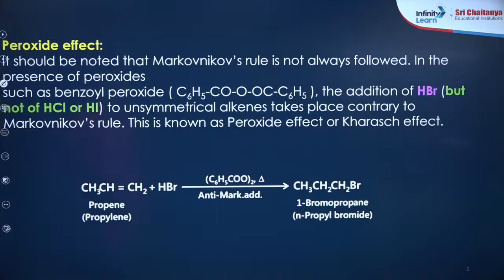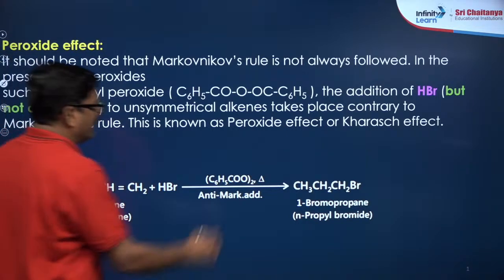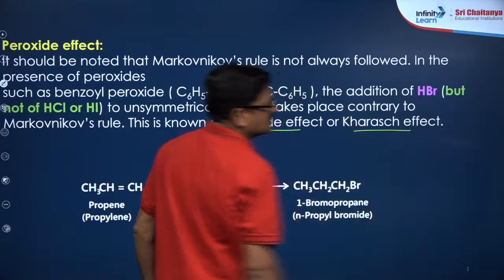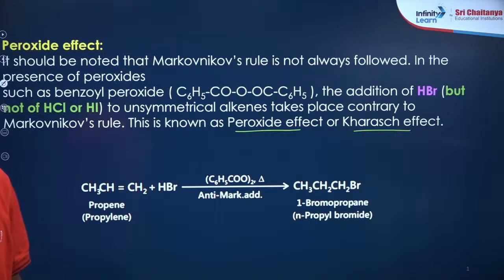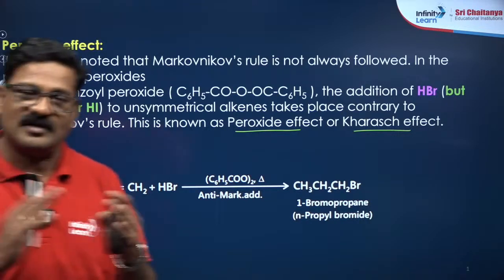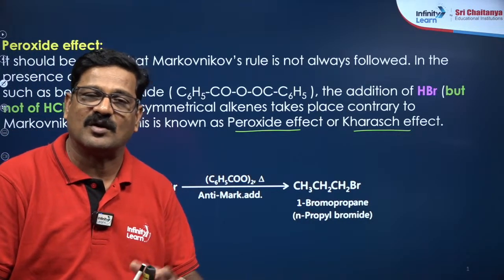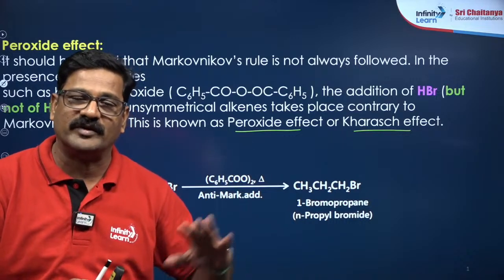Peroxide effect is also called the Kharasch effect. Actually, many students have a misconception about this peroxide effect. Whenever a product is formed according to Markovnikov addition, that is called the Markovnikov rule or Markovnikov addition.